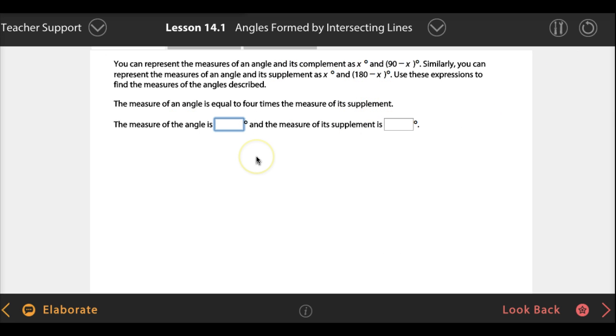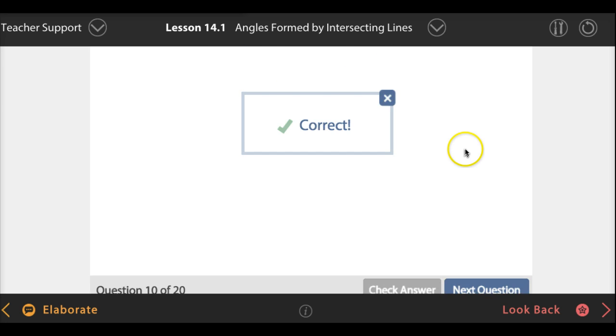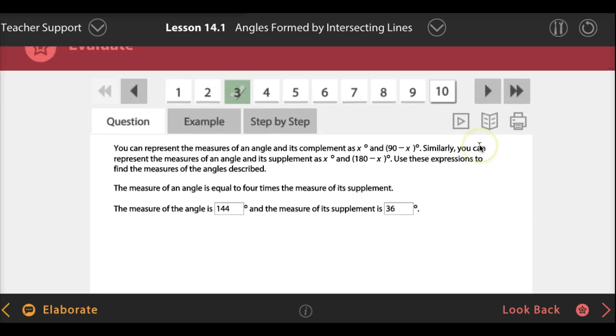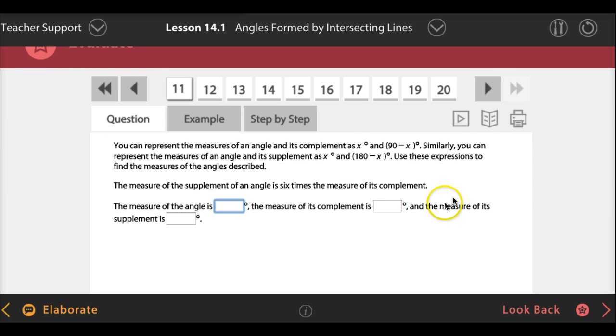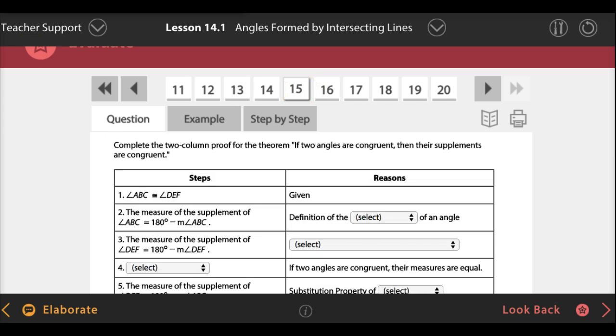The measure of the angle is 144, and the supplement is going to be what? 180 minus 144. So 36, right? Let's check the answer, and that is absolutely correct. So this is another question that's definitely going to show up on the test, okay? And you already solved these in your turn questions. So there you go. What else is there?